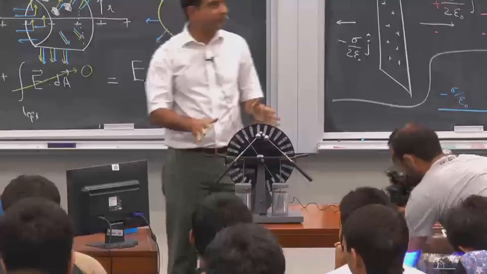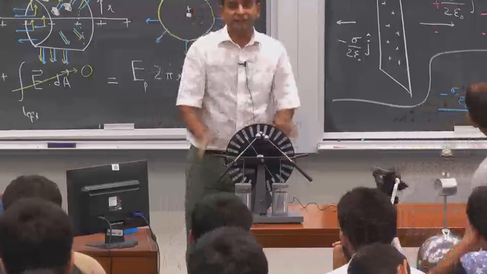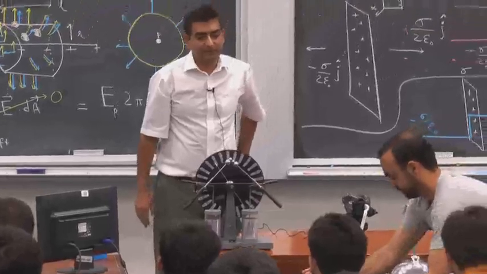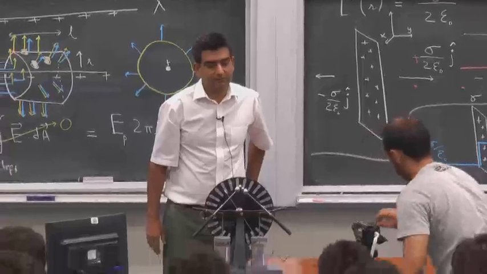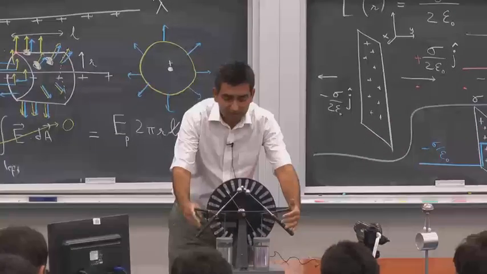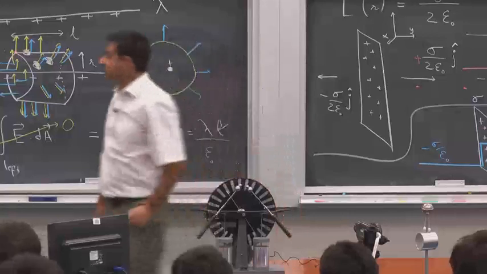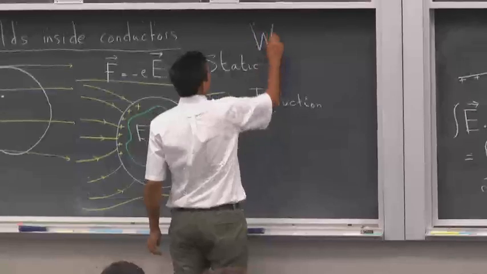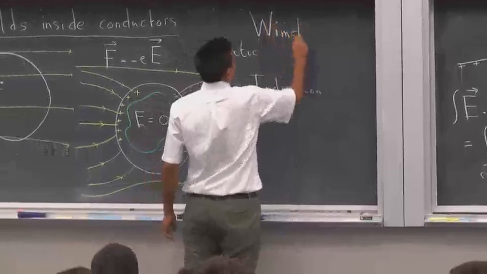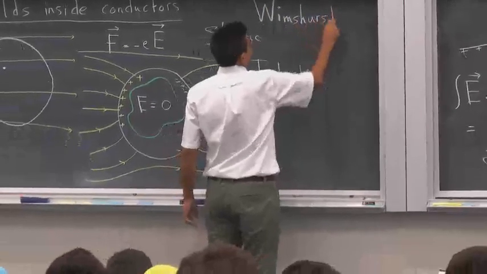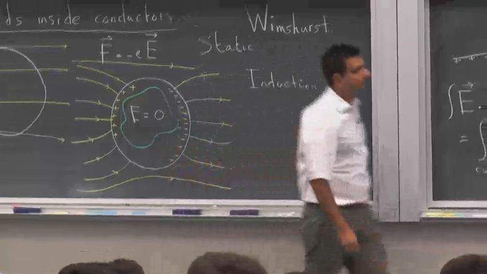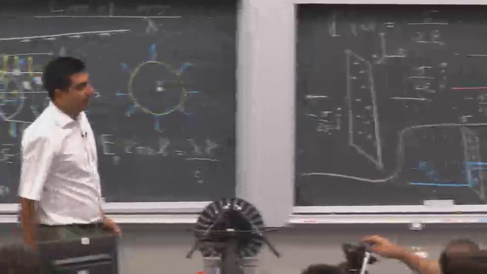So the first demonstration, this is quite a classic machine here. This is called a Wimshurst machine. Quite a strange name, but it's the name of a fine experimentalist, Wimshurst, who was the inventor of this machine. What I would like to show here is that charges can be built up by virtue of induction.